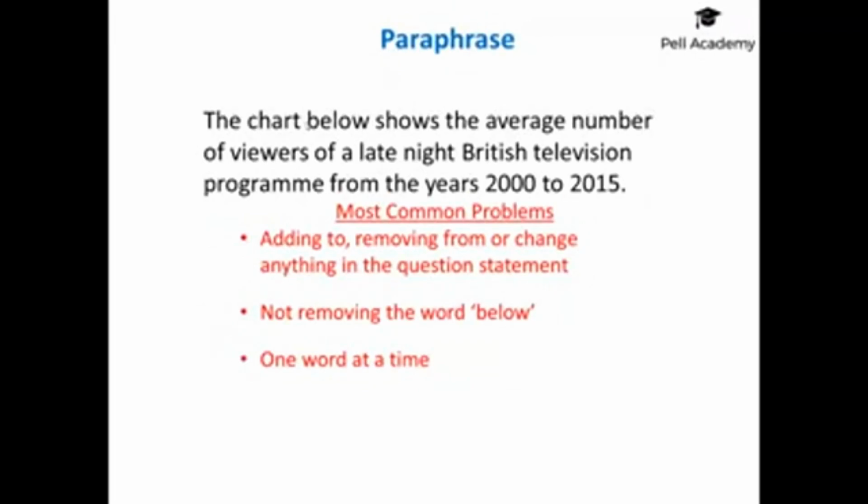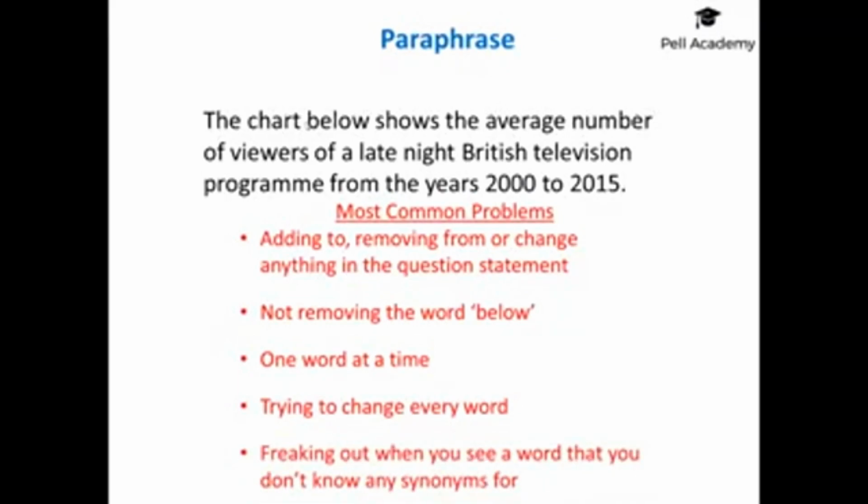So you want to be thinking about chunks of words rather than individual words when you're paraphrasing. Trying to change every word, you don't need to do this. If you have some of the words in your paraphrase, that's better than having some words wrong. So don't kill yourself. And I think this kind of comes from people just freaking out when they see a word that they don't know any synonyms for. It's fine. If you don't know, that's fine.